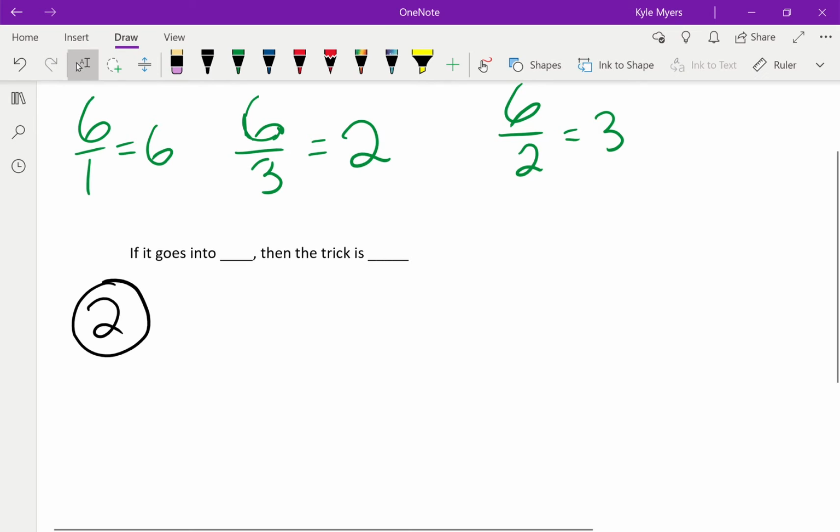But not everything goes into 2, just approximately half of the things. So the trick for 2 is actually pretty straightforward. You probably already know this. It has to be even.